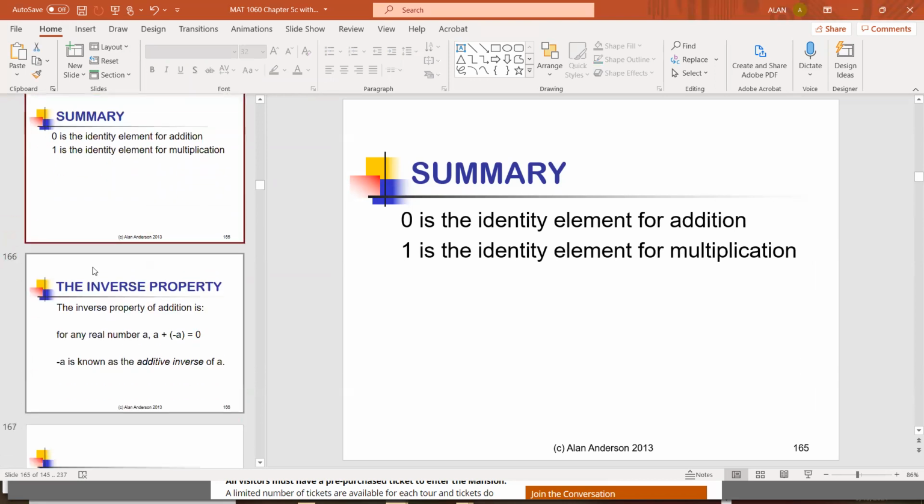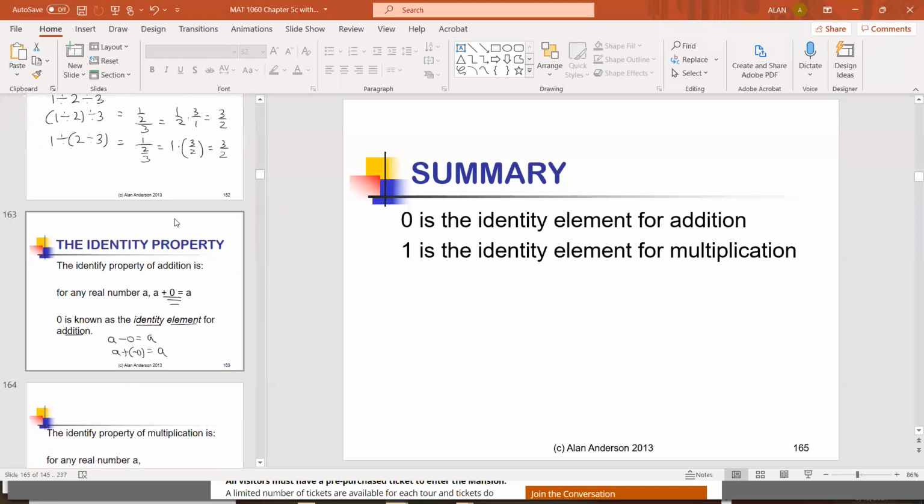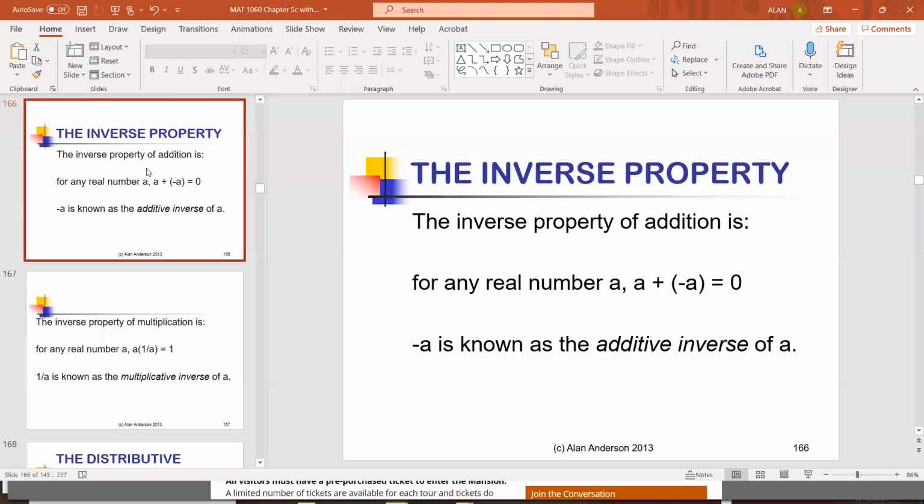Now, another property which is closely related to what we just did is the so-called inverse property. We often use the word inverse, but it turns out that there are two different kinds of inverses, so we have to be careful.